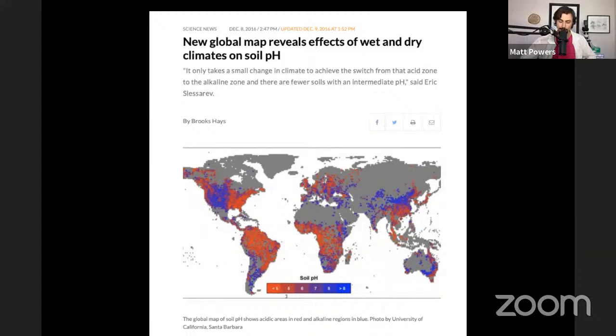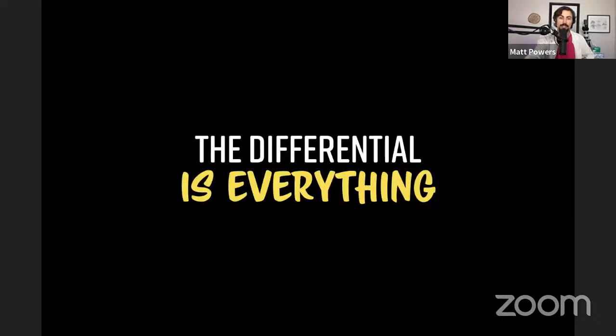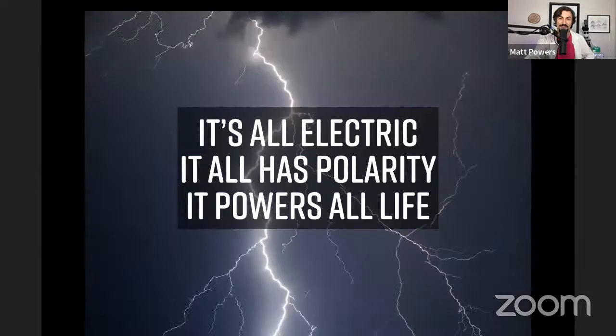And we do. We absolutely, absolutely do. That's why the Goldilocks zone is 6.5 to 7 for plants. And of course, they swing in and out of that as it goes through dry and wet spells. And also there's a subtle change throughout their day too. But this is a flip, not a gradual change, which means that when we make these changes, it's going to be dramatic. It's going to be a flip. And I've seen it over and over again in all the sites I've worked on. And you can too. The differential is everything. And it's all electric. It all has polarity and it powers all life.